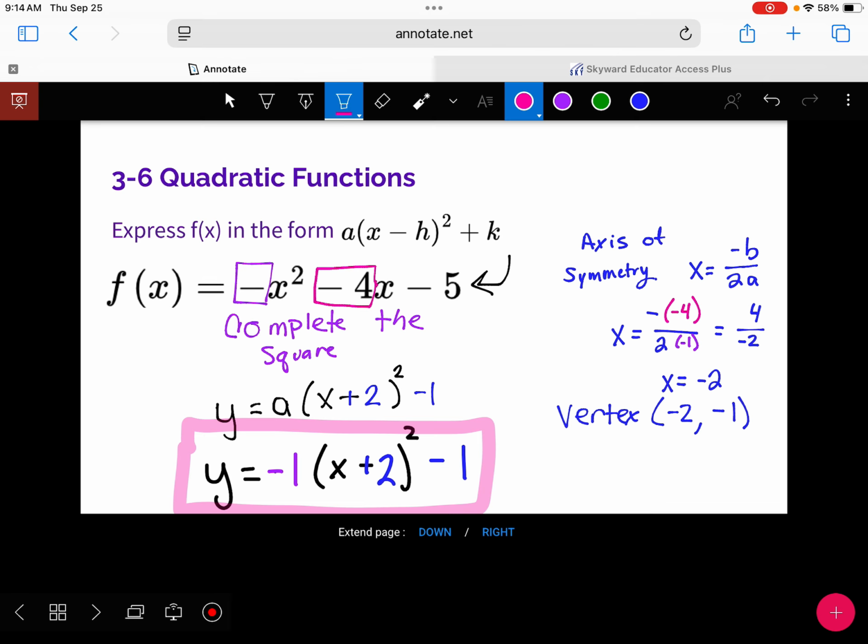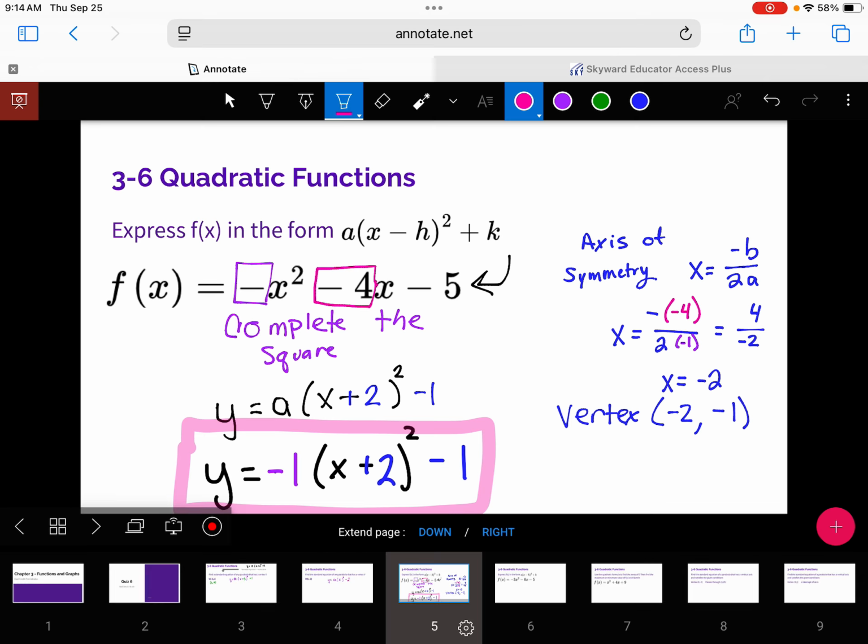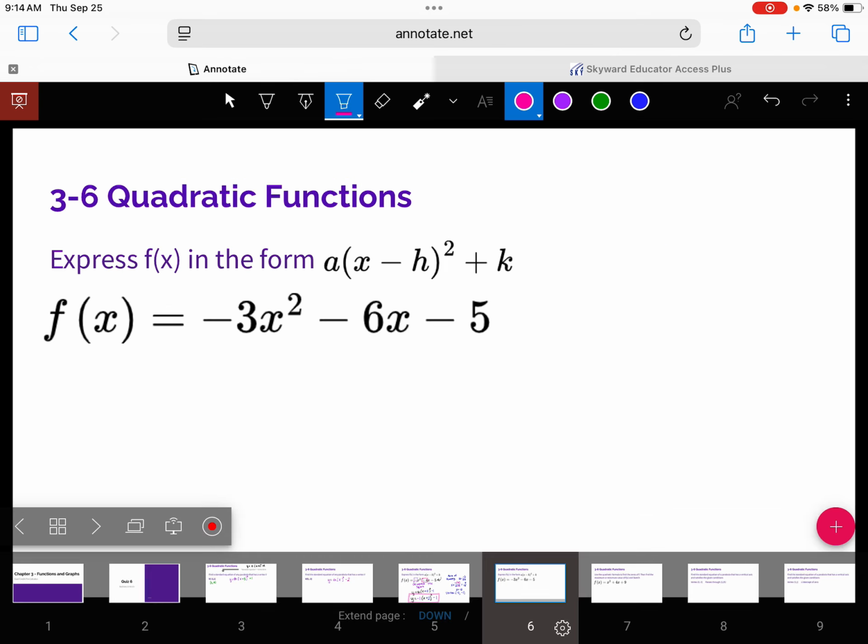We're going to practice this again because it's weird. So let's put this one into our vertex form or transformation form. First thing I want to do is find that axis of symmetry.